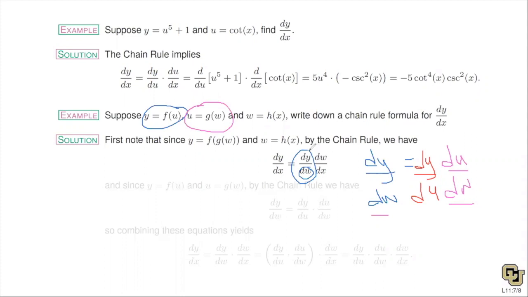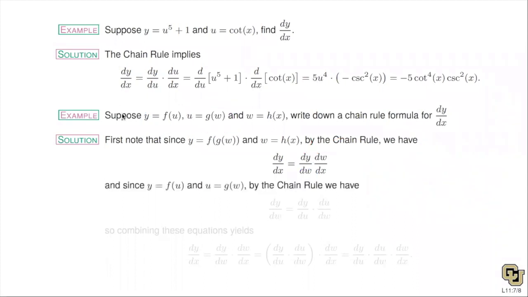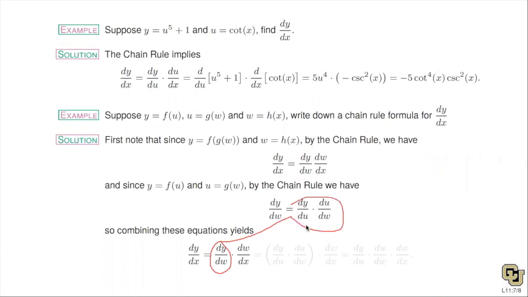So basically now I can replace the dy dw with the dy du du dw. And so that's what I have here. I calculate dy dw, and then I plug it in, so this term gets replaced with this term. And so that's our final answer there.